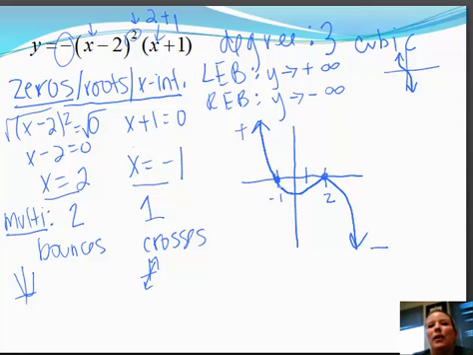At negative 1, I had a multiplicity of 1, so it should cross. So it crossed. At 2, it was squared. So if you notice, this is the shape of a parabola. Squared is a parabola, so it bounced at 2. Okay, so all this information, it's a lot of vocabulary, but basically just tells you what's happening on the graph. Alright, let's try a second example.